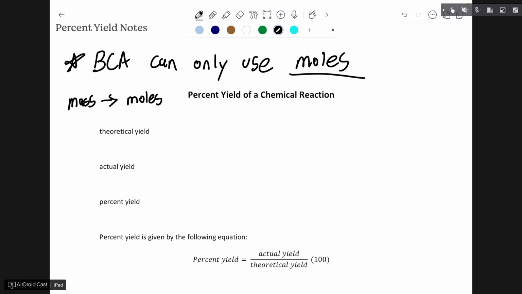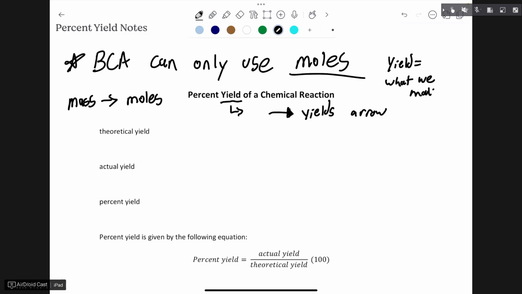So that brings us to this idea of a percent yield. This is how we're going to take stoichiometry and use it in the real classroom. So there's yield. This is a term that I'm hoping we're familiar with. We talked at the beginning of this unit, or I guess really last unit, when we were balancing chemical equations. This arrow has a special name. This is called a yields arrow. And that's because the word yield literally translates to what we make.